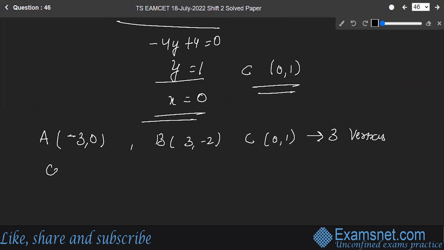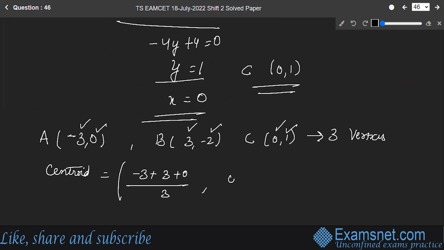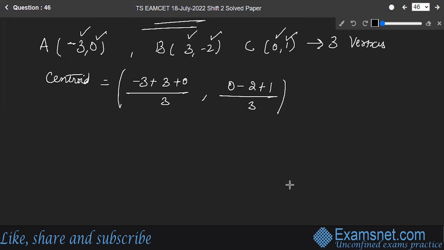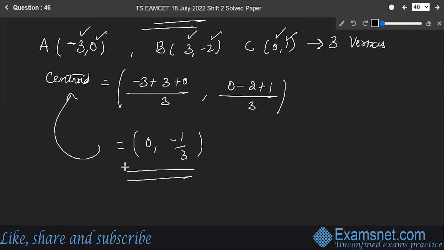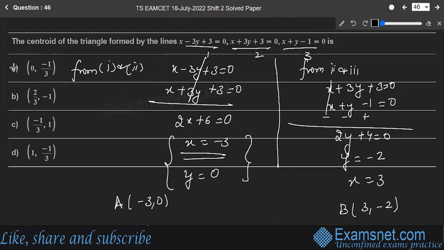So centroid is given by x1 plus x2 plus x3 upon 3. So minus 3 plus 3 plus 0 upon 3. And y1 plus y2 plus y3 upon 3. So 0 minus 2 plus 1 upon 3. That gives you this as the centroid of the triangle: 0, comma minus 1 upon 3. That is option A.